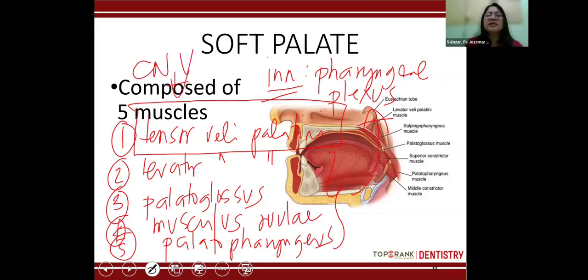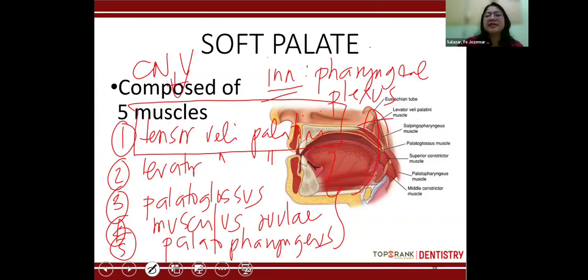Okay? Because just like sa histo, malalaman natin na ang tensor veli palatini galing din sa pharyngeal arch number 1. Okay? So those are the 5 muscles of the soft palate. Tensor veli and levator veli palatini. Then you have your palatoglossus and palatopharyngeus and your musculus uvulae. Okay? Now, what is a pharyngeal plexus? Kasi tinatanong din si pharyngeal plexus. Is it motor, sensory, or mixed nerve?